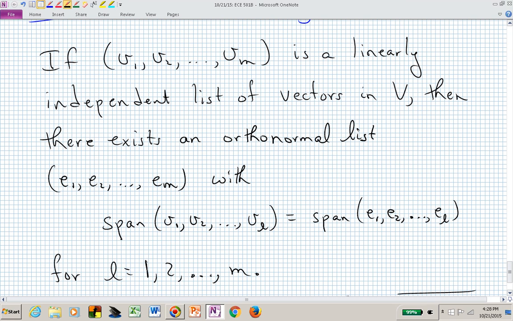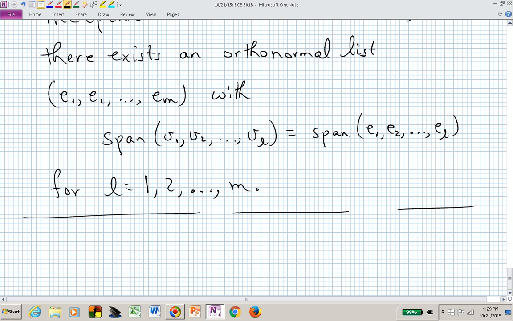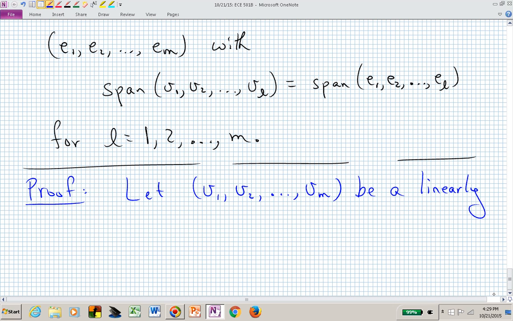You give me a linearly independent list of vectors, and now with this proof that we're going to walk through, it's a proof by construction, we will build up an orthonormal list, E1, E2, E sub m. We'll see how to build these orthonormal lists by construction in this proof. First, let V1, V2 up to V sub m be a linearly independent list in V.